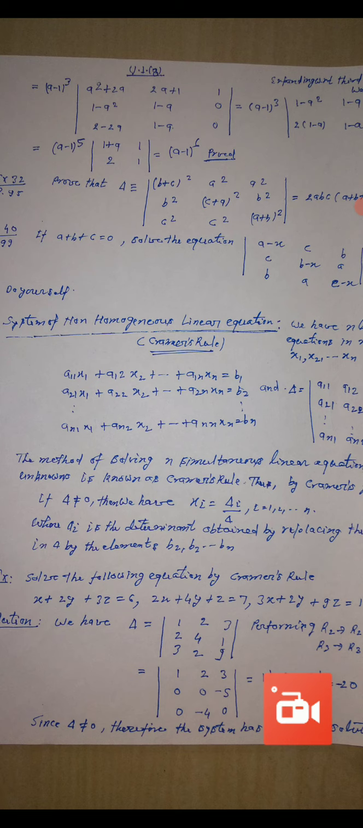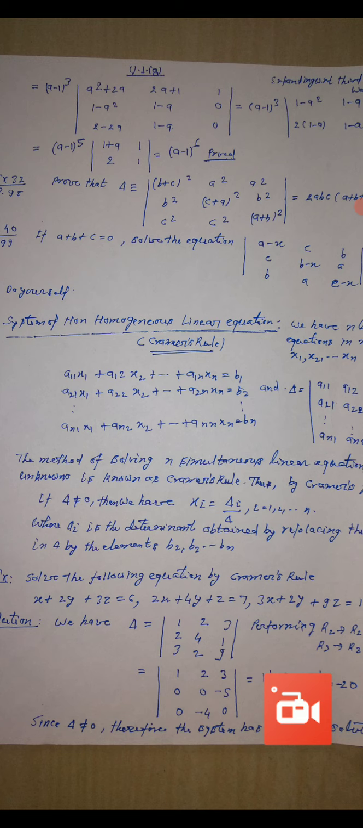Now there are two examples that you have to do yourself. Page number 95, example 32. Prove that delta is equal to the determinant with first row b plus c, square, a square; second row b square, c plus a, square b square; third row c square, a plus b. You have to prove that this is equal to 2abc times (a plus b plus c) to the power 3.